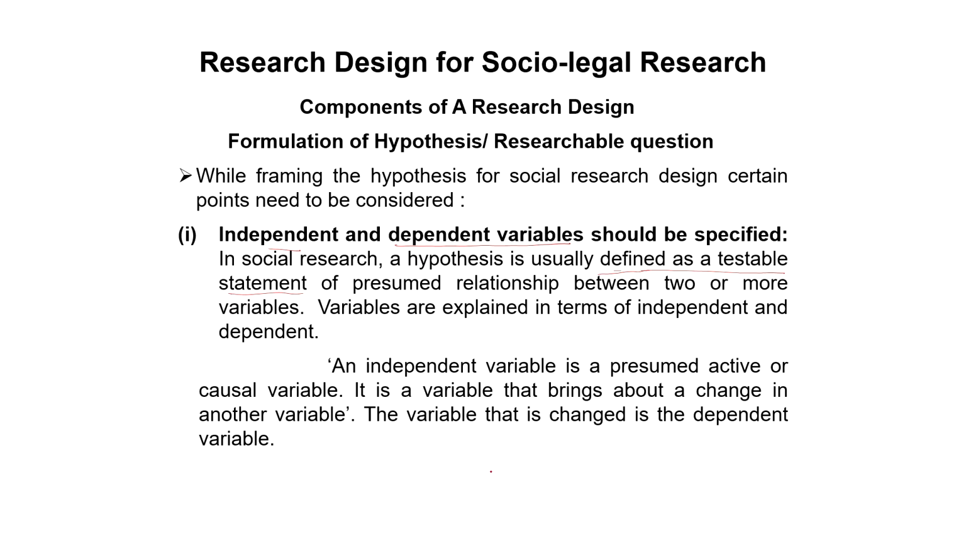So, variables are explained in terms of independent and dependent variable. Now, let us understand what an independent variable is. Independent variable is the presumed active or causal variable. This is the variable that brings about a change in another variable. It means that the dependent variable always depends on the independent variable. So, the variable that is changed is called the dependent variable.